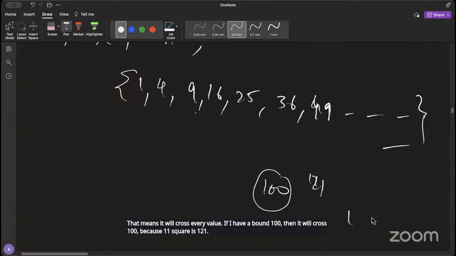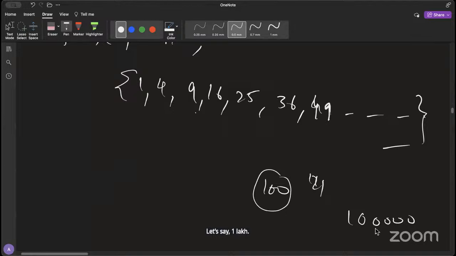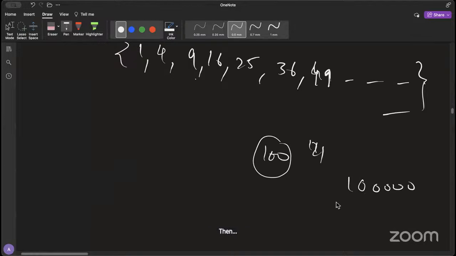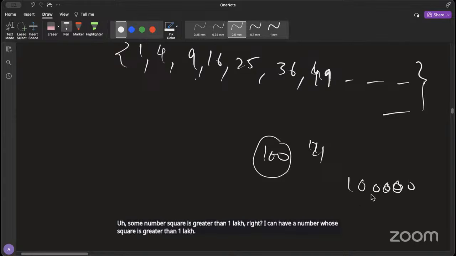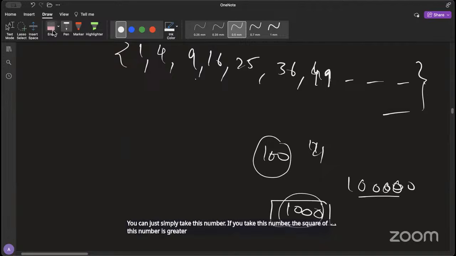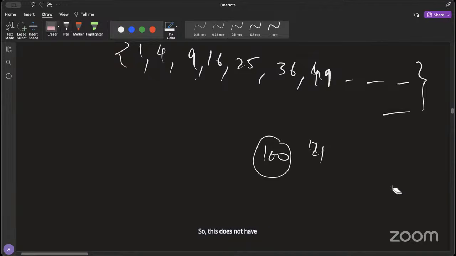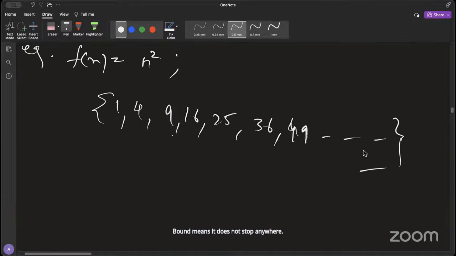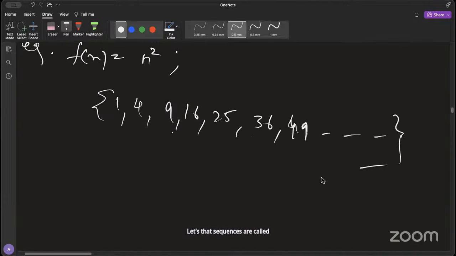If I have a bound, let's say 1 lakh, then some number square is greater than 1 lakh, right? I can have a number whose square is greater than 1 lakh, right? So in simple, you can just simply take this number. If you take this number, the square of this number is greater than 1 lakh. So this does not have a bound. Bound means it does not stop anywhere. So such sequences are called unbounded sequences. That means this sequence will go till infinity, right?